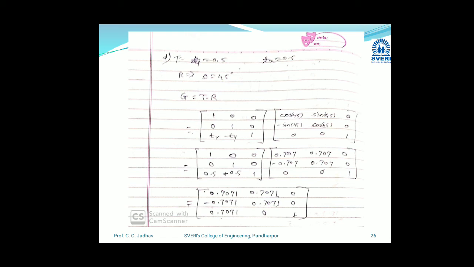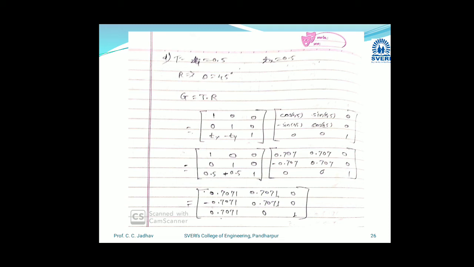So for the translation matrix, we already know the values of Tx and Ty. Translate down means that Ty is equal to minus 0.5, and Tx is equal to 0.5. Translate down means negative values on the y axis, so Ty is equal to minus 0.5. So in the matrix, we have to put Tx as 0.5 and Ty as minus 0.5.